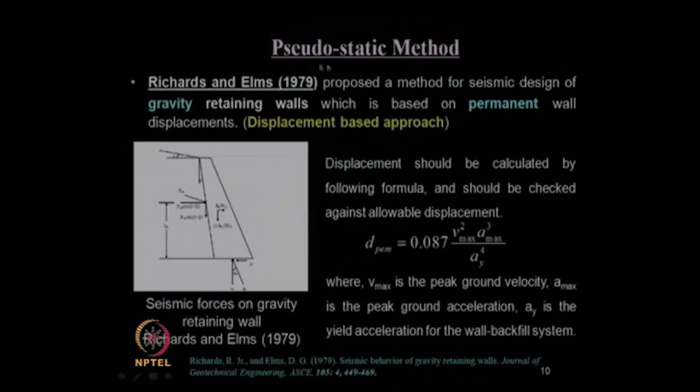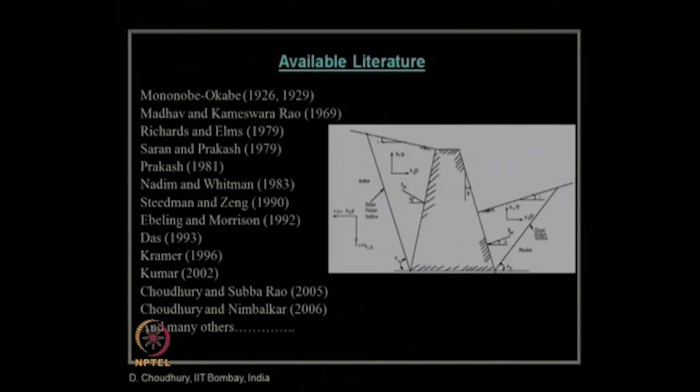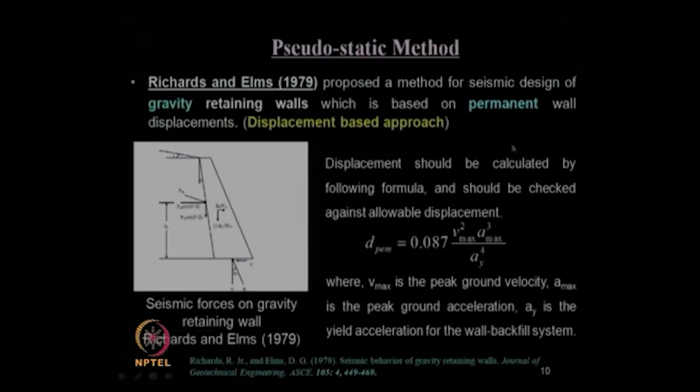Now, when we talk about the pseudostatic method of approach, the Mononobe-Okabe method was a force based method, because in that case, as we have already seen, we consider only the force equilibrium and we estimate the value of PAE or PPE. But as I have mentioned, for performance based design, we need to look into the displacement based approach, where we talk about the displacement of the wall also. The pioneering work in the displacement based approach was proposed by Richard and Elms in 1979.